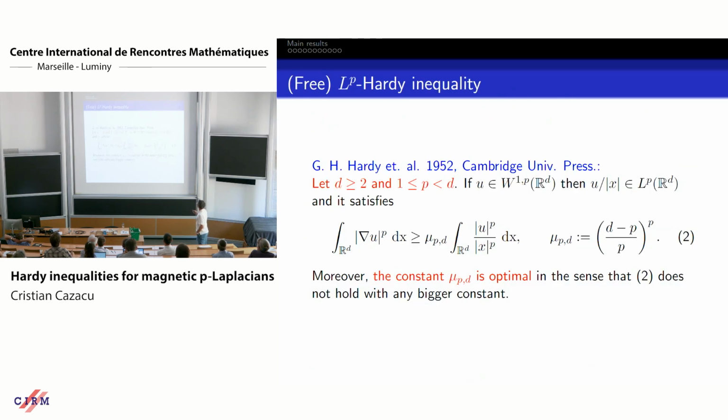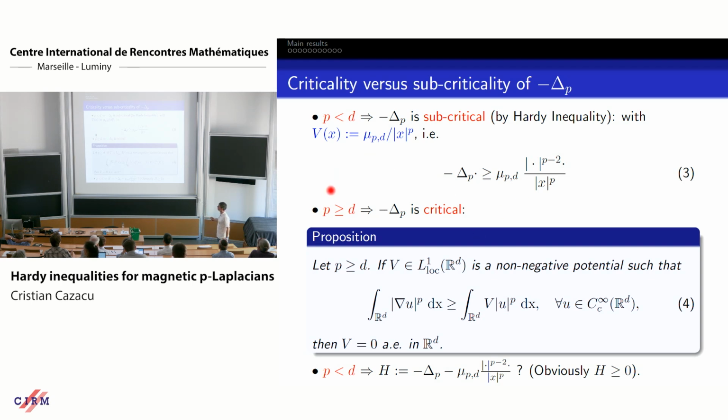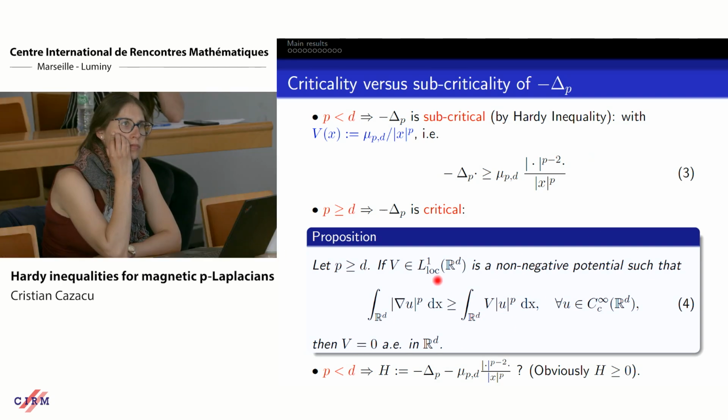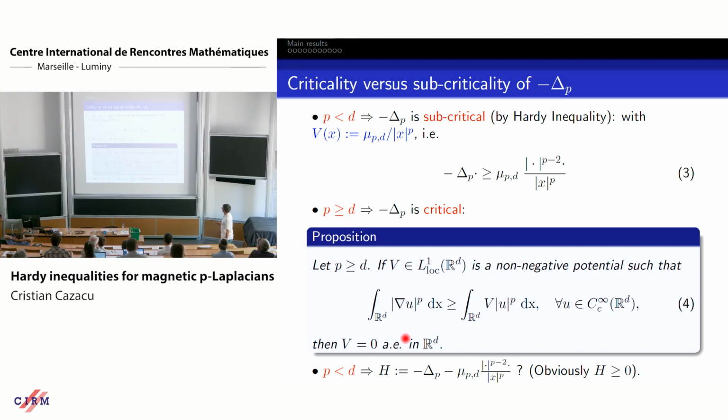And what does the Hardy inequality tell? Well, it tells that the minus p-Laplacian is subcritical when p is less than the dimension d, because it can be bounded from below by such a term with V being exactly the Hardy potential. On the contrary, when p is greater than the dimension, the p-Laplacian is a critical operator. I apologize because I didn't put any reference here, but Yehuda Pinchover explained this fact in many of his papers. So there is no Hardy weight when p is greater than d for the p-Laplacian. The only Hardy weight is the trivial one.